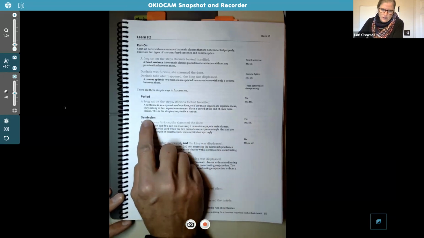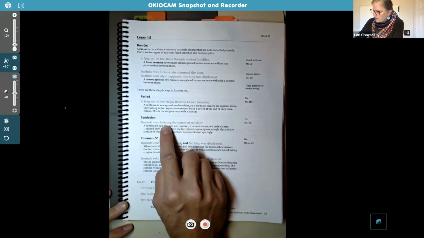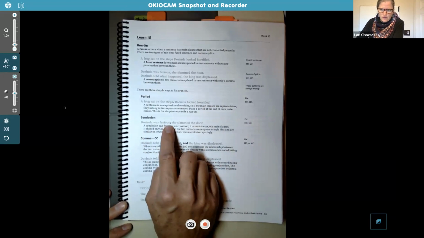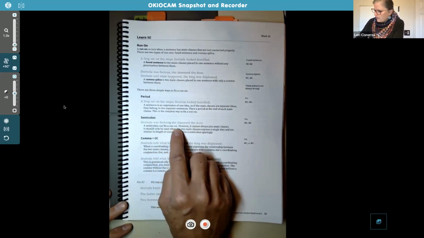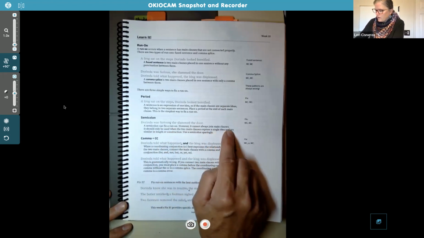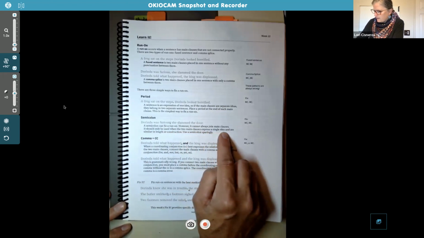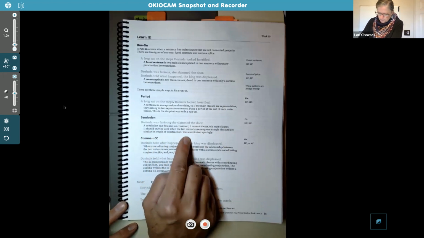And then a semicolon, that's kind of tricky. We don't use those very often, but there is a rule about the semicolon. Dorinda was furious. She slammed the door. That's from this example up above where they had a comma, but this is a better fix right here with a semicolon. A semicolon can fix a run-on. However, it cannot always join main clauses. It should only be used when the two main clauses express a single idea and are similar in length or construction. And you're going to use semicolons sparingly.